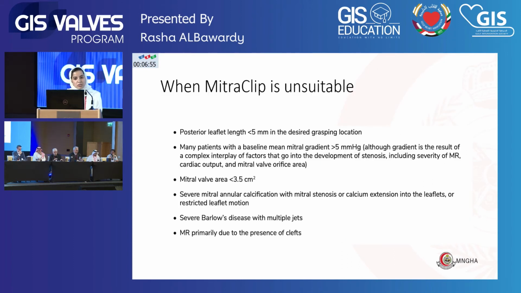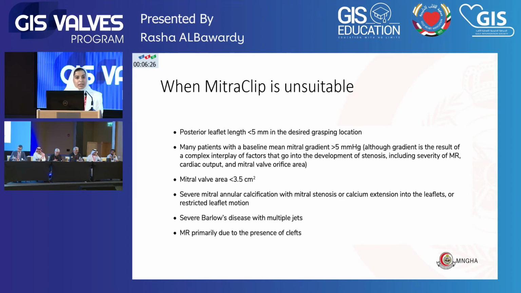So one is MitraClip unsuitable. We've talked about length, so less than 5 millimeters is not suitable. A mean gradient greater than 5 is what we talk about most of the time, but bear in mind that mean gradient might be affected by the mitral regurgitation itself. So relying on the gradient by itself, without the full assessment of mitral valve area and calcification, might make some people consider it unsuitable when they are suitable. So we have to review it with everything else.